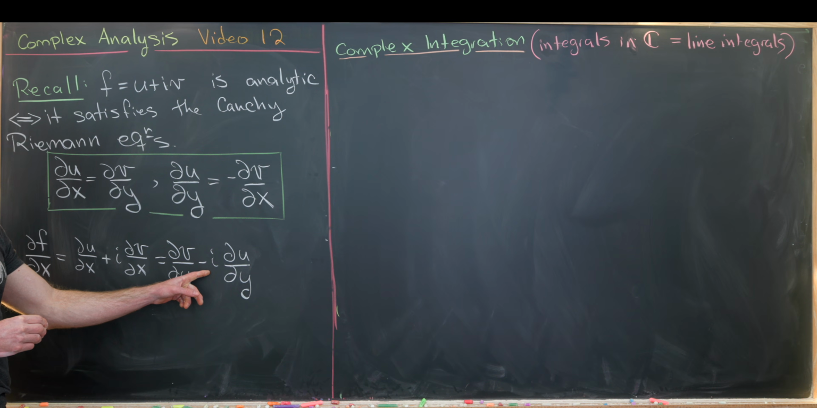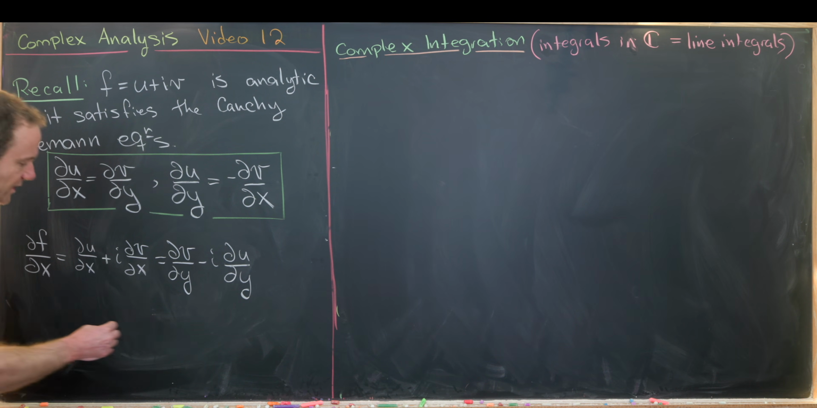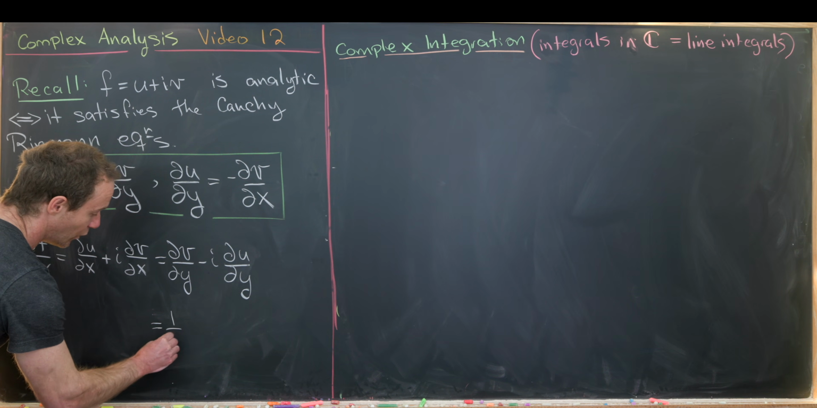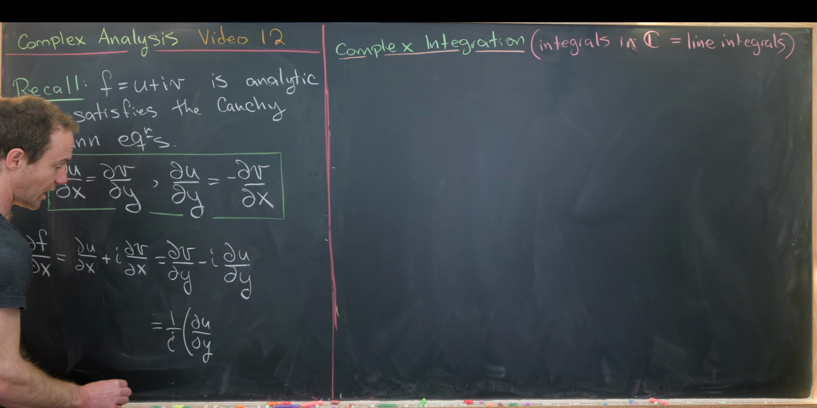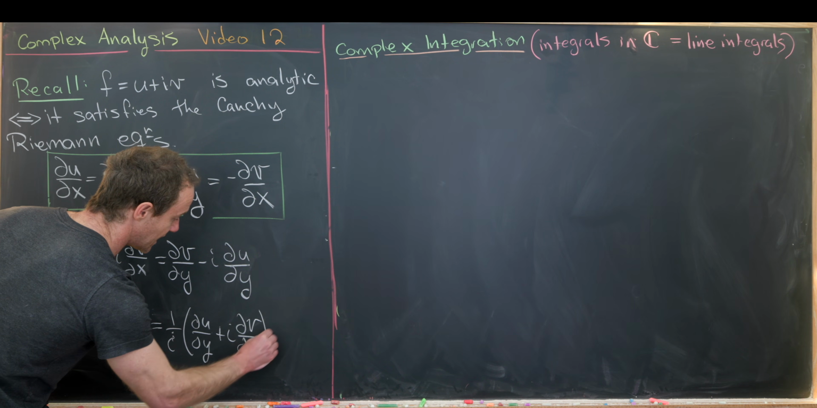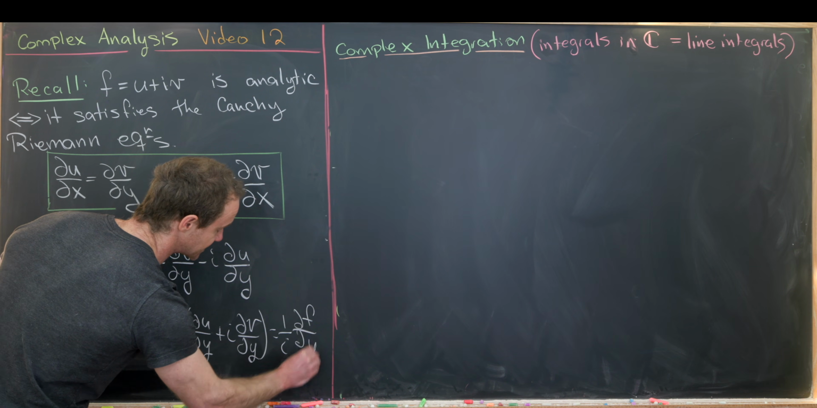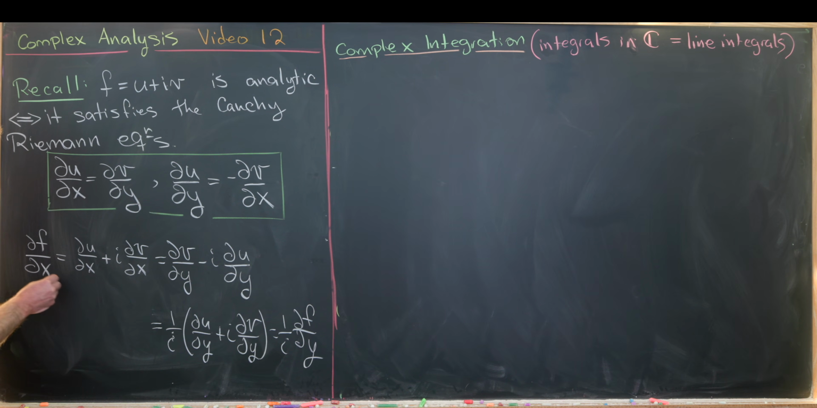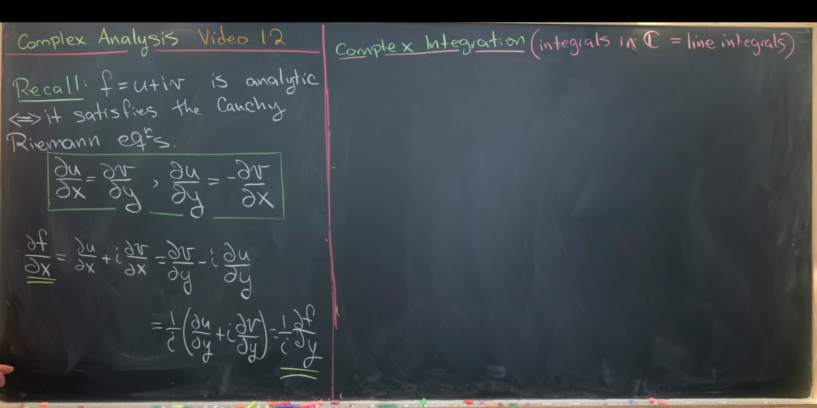But then we can factor out a minus i, but factoring out a minus i is like factoring a 1 over i, because 1 over i is minus i, and that gives us 1 over i times the partial of u with respect to y plus i times the partial of v with respect to y. But let's notice that's 1 over i times the partial of f with respect to y. And so going from here, this partial of f with respect to x down to 1 over i times the partial of f with respect to y is sometimes known as the complex form of the Cauchy-Riemann equations.